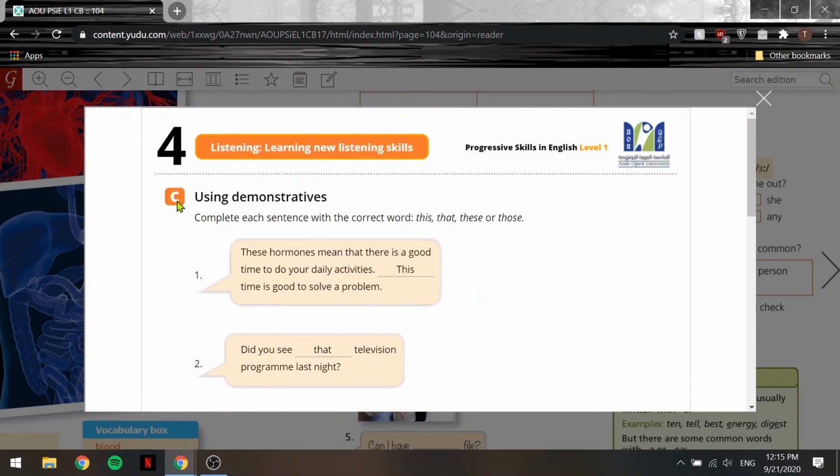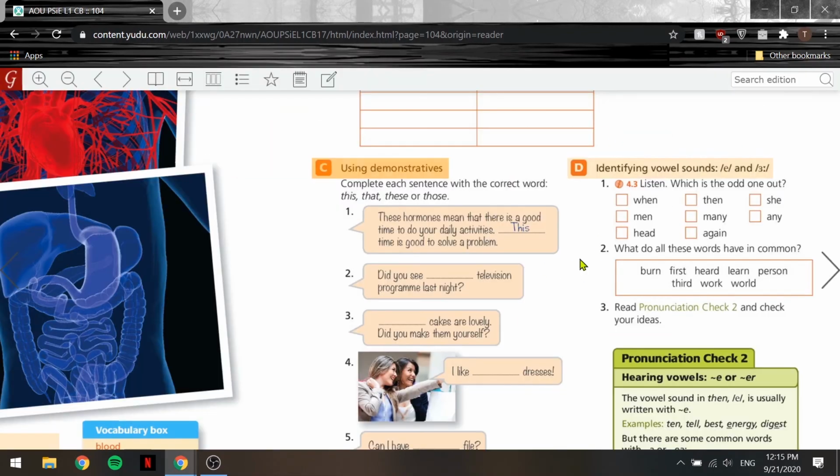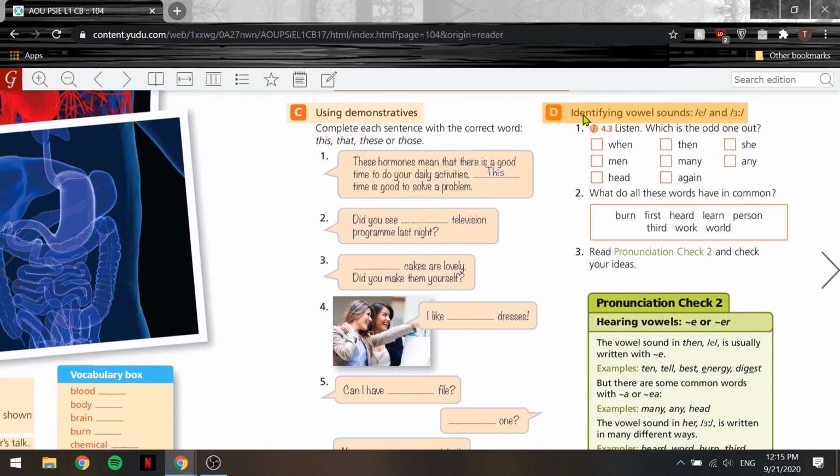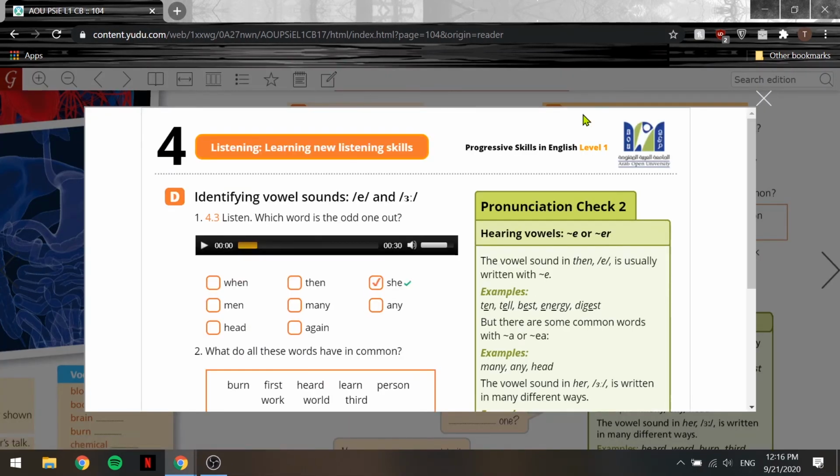Okay, so this is exercise C. Let's move on. What do we have? We have D, identifying vowel sounds. Again, these are different vowel sounds. So the vowel sound in then, which is that E vowel, is usually written with E. So think of ten, tell, best, energy, digest. So it's about that E vowel sound.